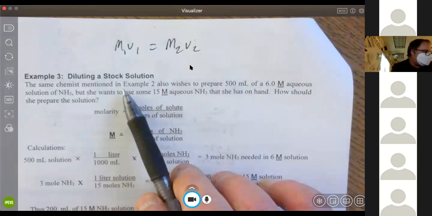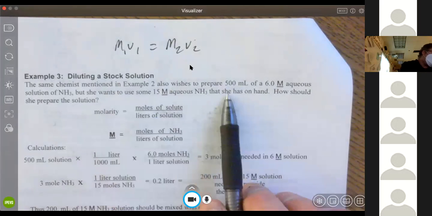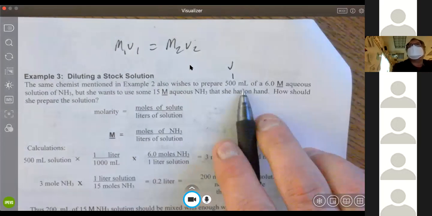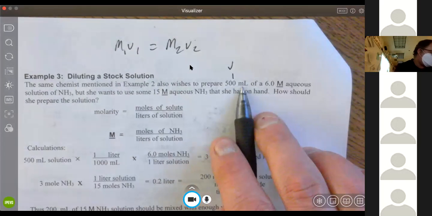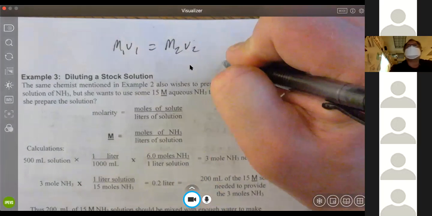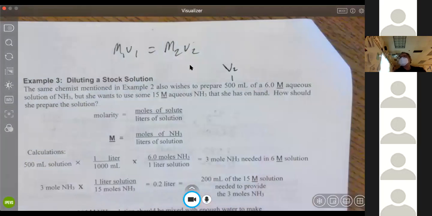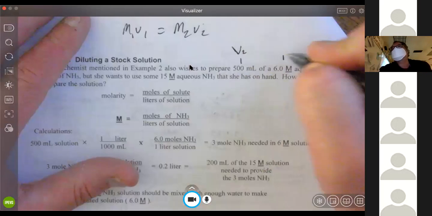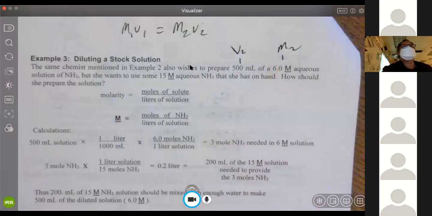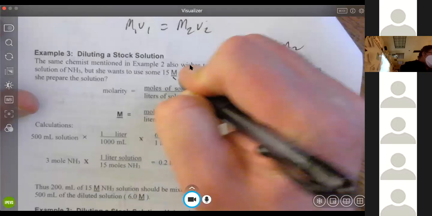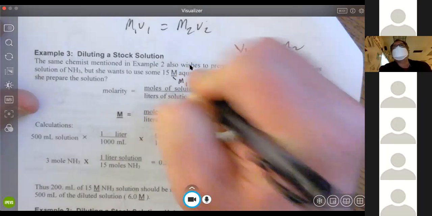So it says a chemist wishes to prepare 500 milliliters. Well, what is milliliters, volume or molarity? Milliliters is a volume. And since she wishes to prepare that, that's V2, because that's what she wants to make. The molarity that she wants is 6 molar, so that's M2. But what is she starting off with? Well, she's starting off with a 15 molar stock solution, which is M1.